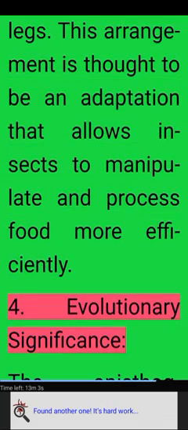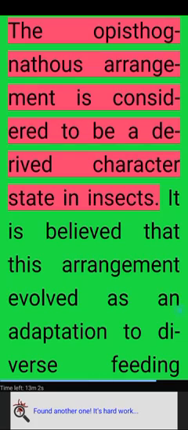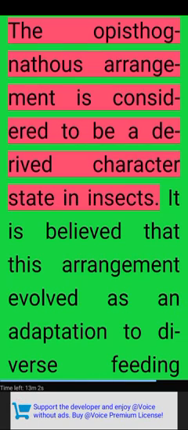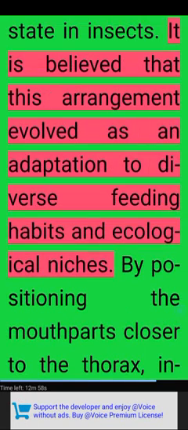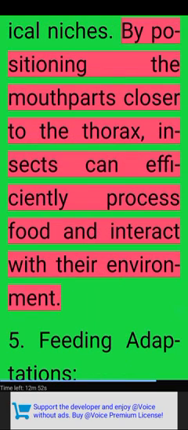4. Evolutionary significance. The opisthognathous arrangement is considered to be a derived character state in insects. It is believed that this arrangement evolved as an adaptation to diverse feeding habits and ecological niches. By positioning the mouthparts closer to the thorax, insects can efficiently process food and interact with their environment.